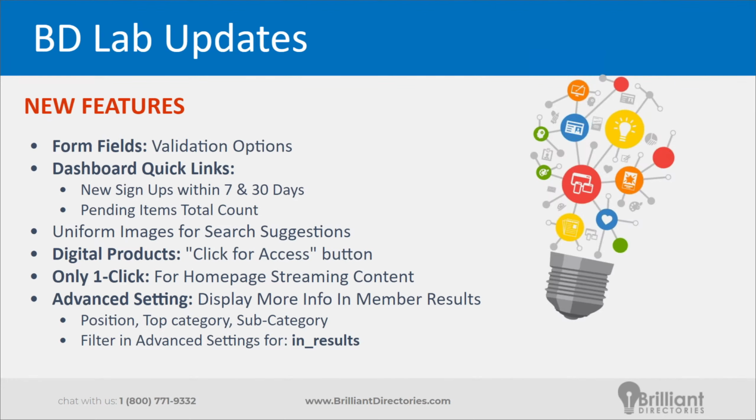All right, this next one also came from the Facebook group. We have 3 advanced settings where you can choose to display additional member data in the member search result pages. You can choose to display their position, their top category, or their subcategories. And I'll show you where you can do that, and we can look at it before and after. So it just depends on what's important for you to show your visitors based on the information your members have entered for themselves. Let's take a look at the member search results here.